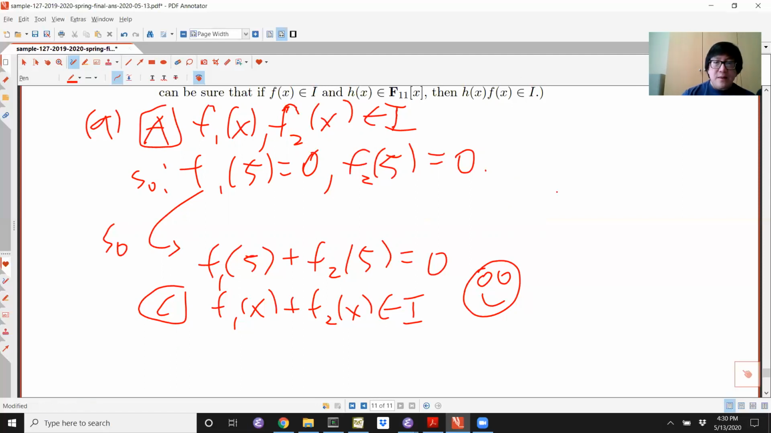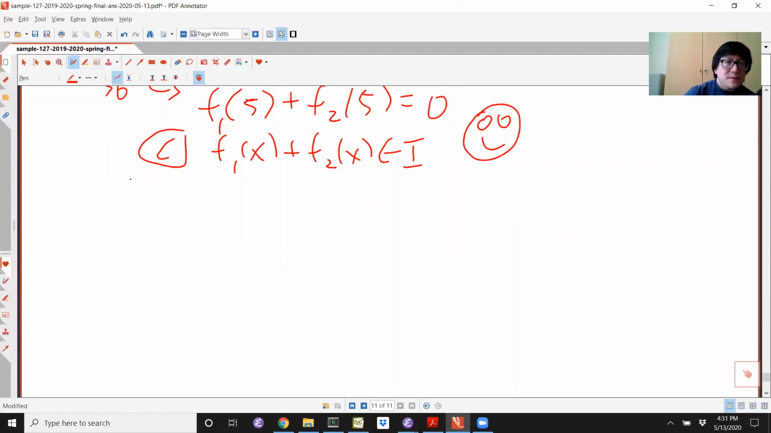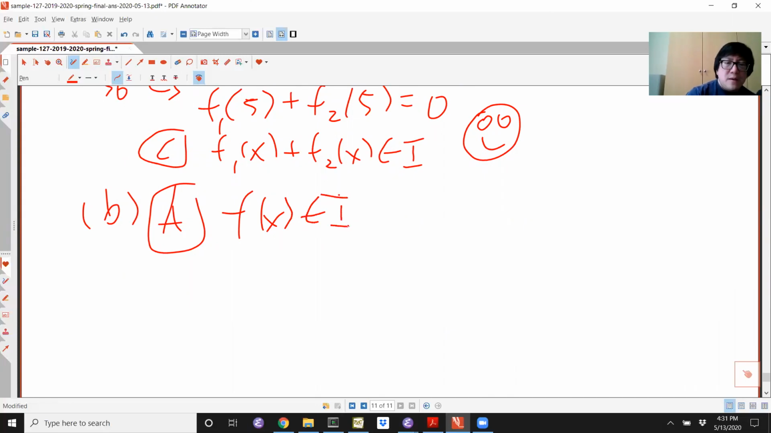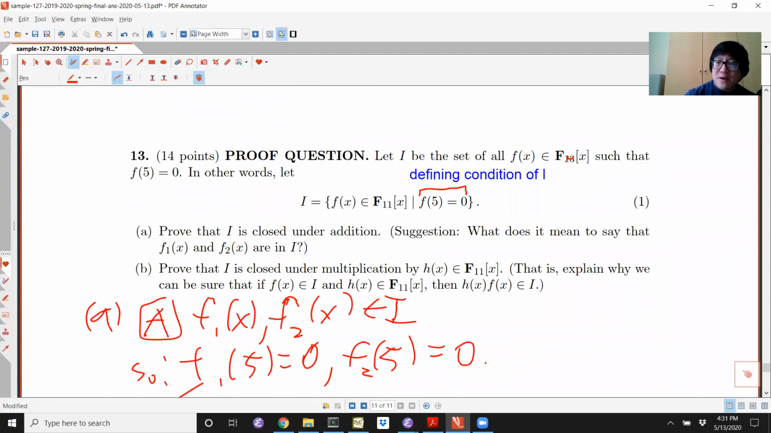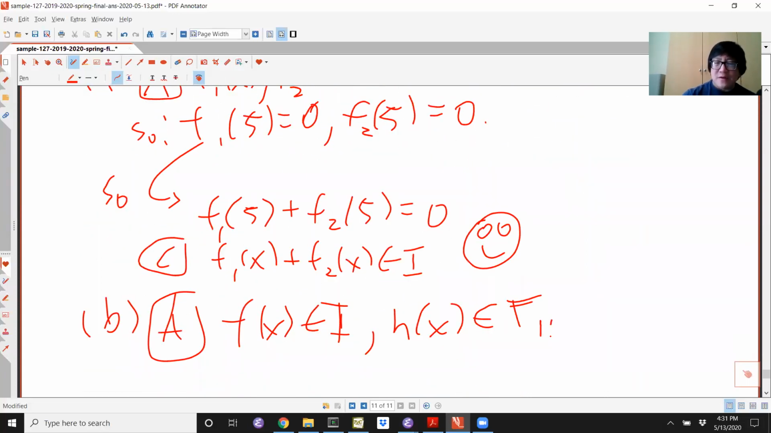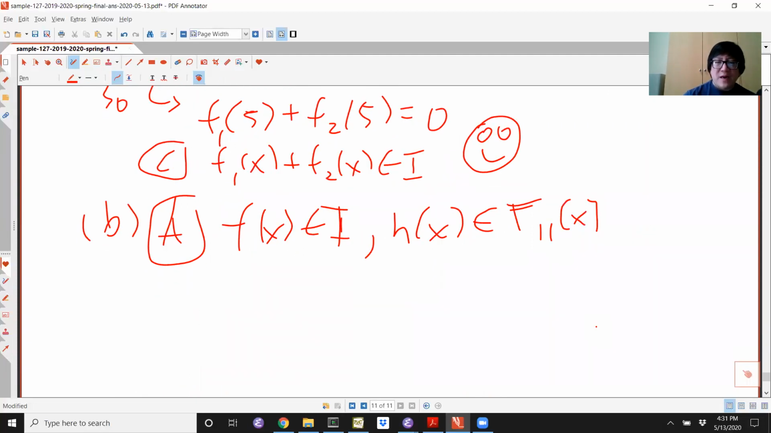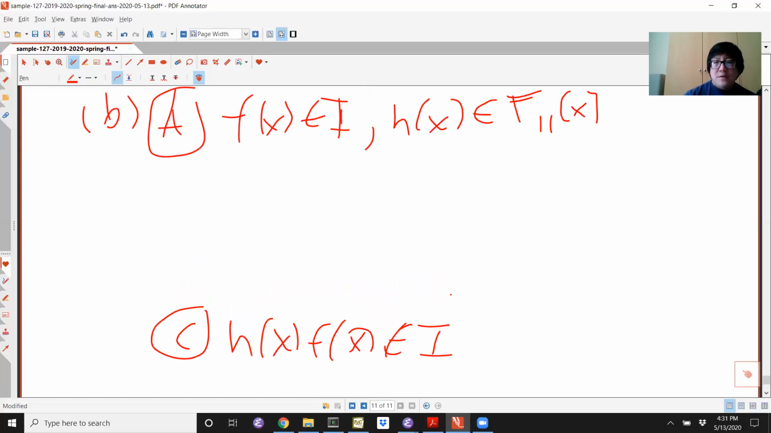So let me take a look at B. Prove that I is closed under multiplication by h of x. Part B goes like this. Our assumption is that we have some f of x in I, and that we have some random h of x that's not necessarily in I, but is just some polynomial. Oops, this should be an 11. My bad. You can tell it doesn't really matter what the coefficients are, as is often the case. So let h be a random polynomial in F11 bracket x, a random polynomial with coefficients mod 11. That's our assumption. And the conclusion we want to reach is that h of x times f of x is in I. So there's our assumption and there's our conclusion.